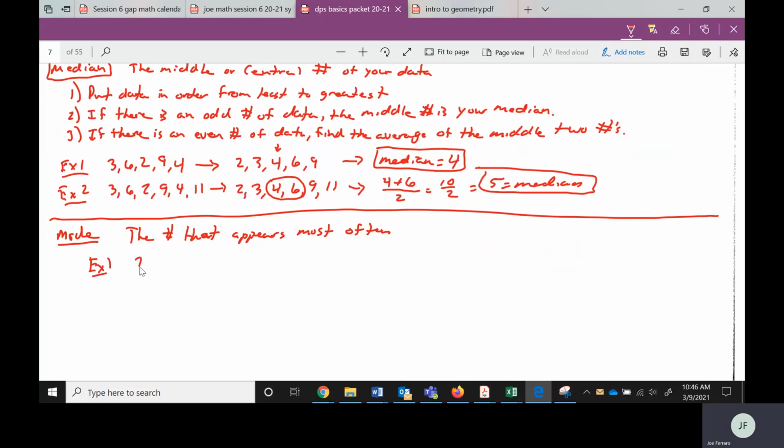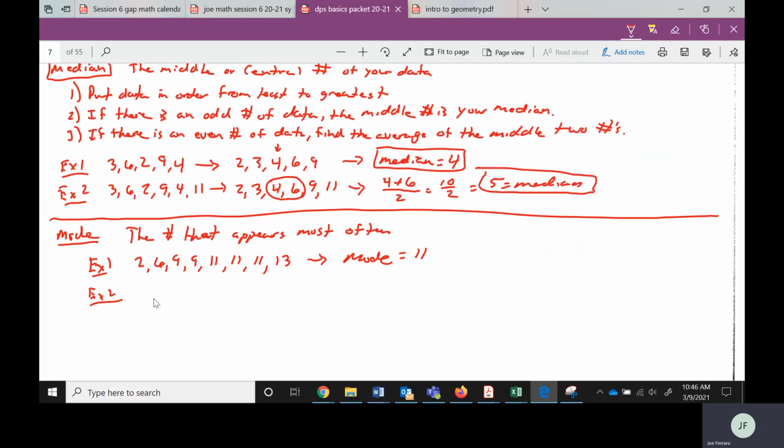So if we had this, this is our data. The mode, if you look, there's 2 9s, but just make sure you see there are 3 11s. So our mode would be 11.